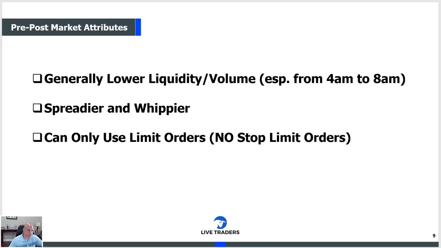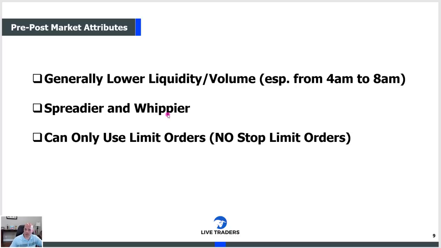Now let's move on. What are some of the attributes of pre and post market trading, particularly pre-market trading? One, it's generally lower liquidity, lower volume. There will be exceptions to this. Some stocks are having a buyout, or some stocks are having a secondary offering, or there's some news report, and you might have a stock that does more volume in the pre-market than it does on a normal day. But generally, pre-market and post-market are what? Lower liquidity, okay, especially the 4 a.m. to 8 a.m. session. They're spreadier and whippier, much spreadier.